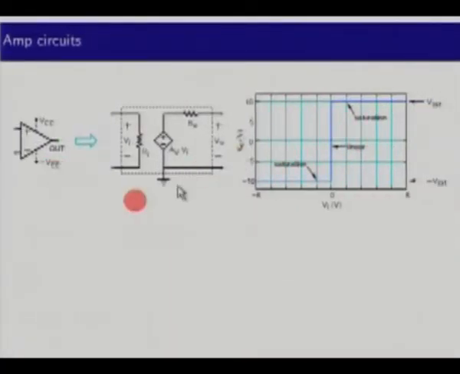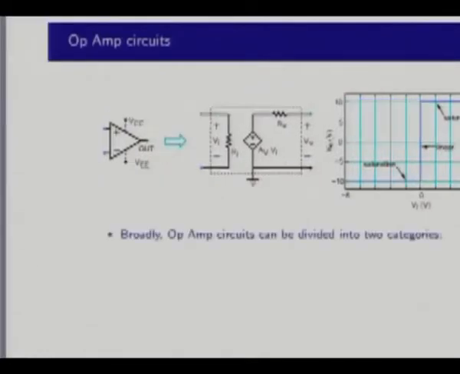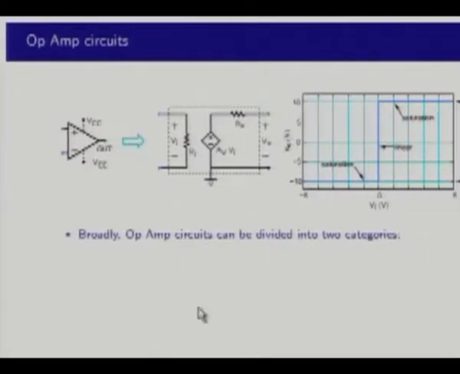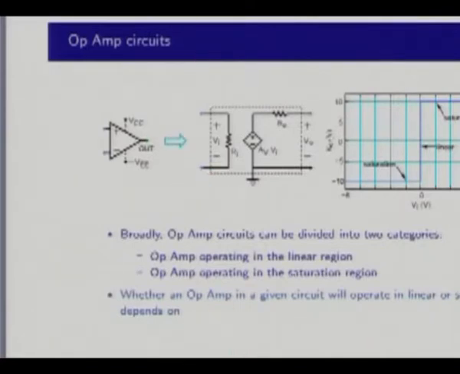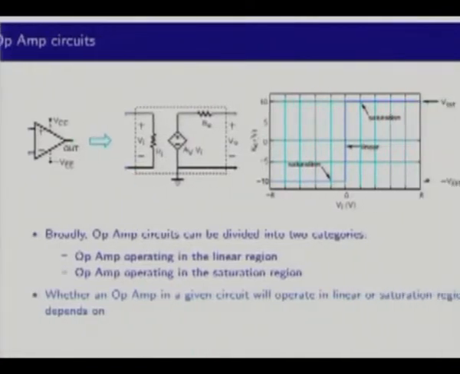So this is just a reproduction of that earlier figure. Now comes the important point about op-amp circuits. Broadly, op-amp circuits can be divided into two categories, and you must be knowing this already. When the op-amp is operating in the linear region, that's one whole class of circuits, and when the op amp is operating in the saturation region, that's another class of circuits, and these are fairly different in terms of understanding. So therefore, we need to make a distinction right at the beginning.